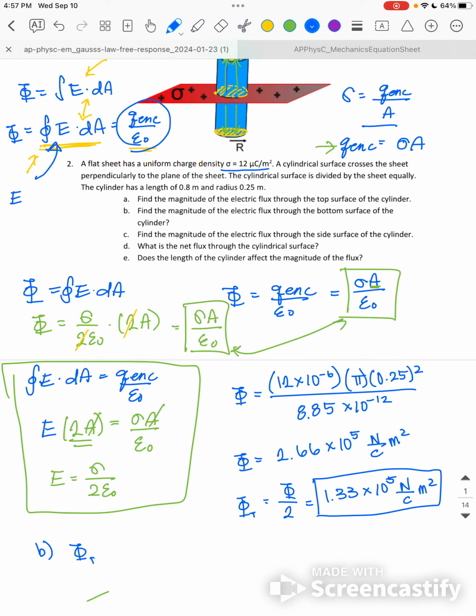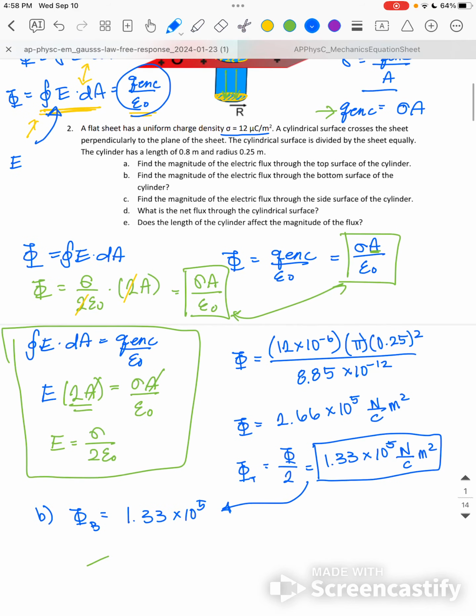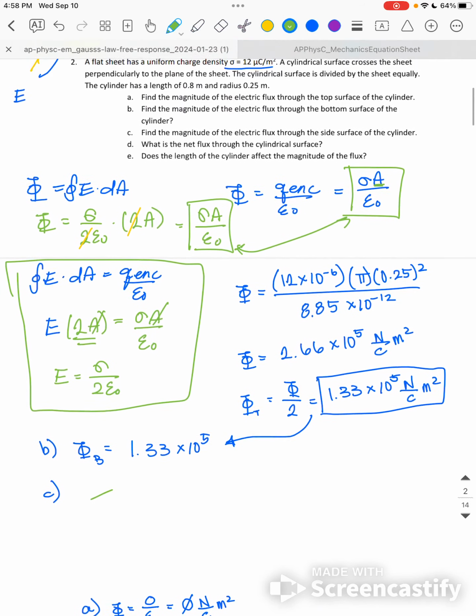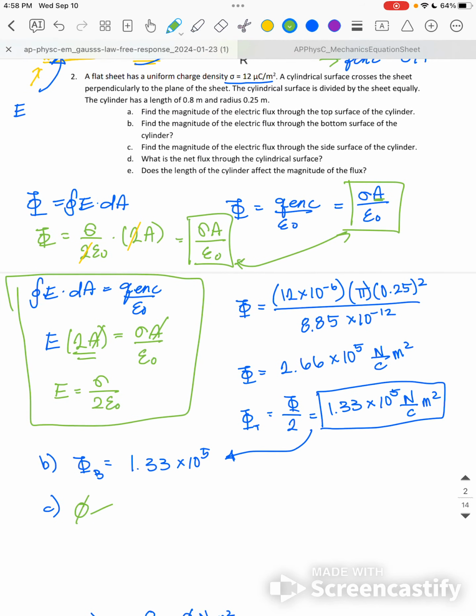The flux through the bottom, it's pretty obvious that the flux going up is the flux going down, so you can literally just copy what you got from part A. The flux through the sides of the cylinder, if you look at the sides of the cylinder here in purple, all the electric field lines, even if I were to go outside of my cylinder, they're going straight up and straight down. So if you think about anything entering or exiting the sides of the cylinder, it's 0. So for C, the answer you would get here is 0.